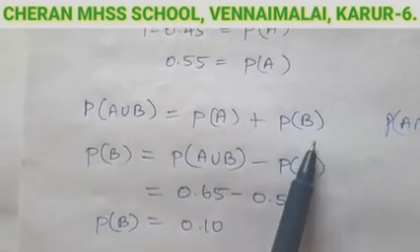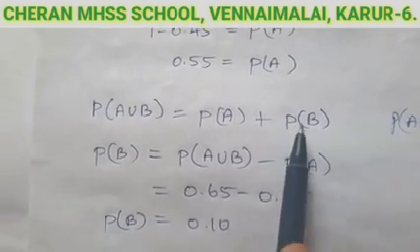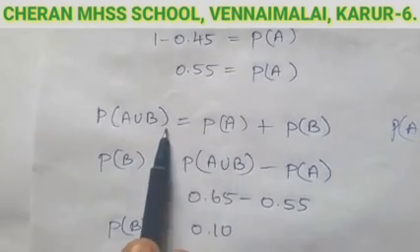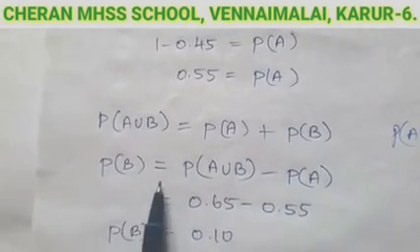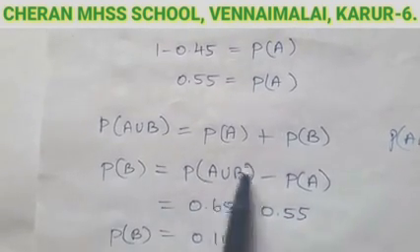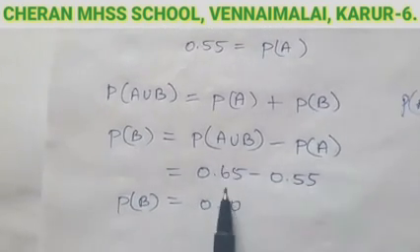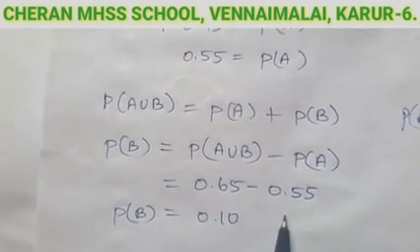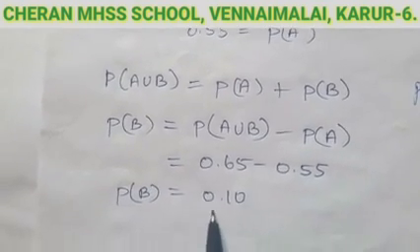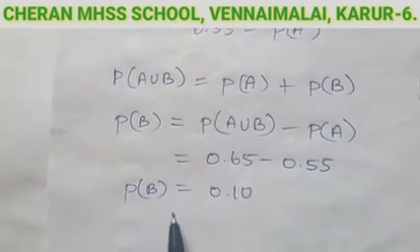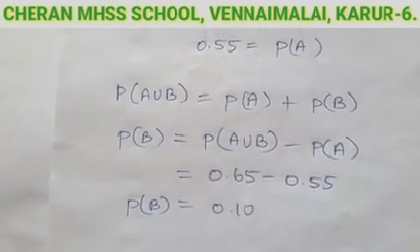So from here we have to find P of B. Keep P of B as it is. Bring this P of A this side. That means P of B is equal to P of A union B minus P of A. We know the value, we substitute. We have written this also. When you subtract both, we get 0.10. P of B is equal to 0.10.